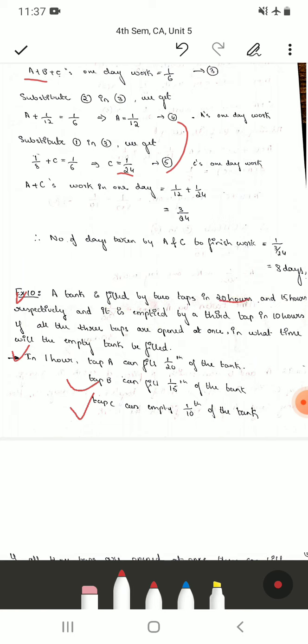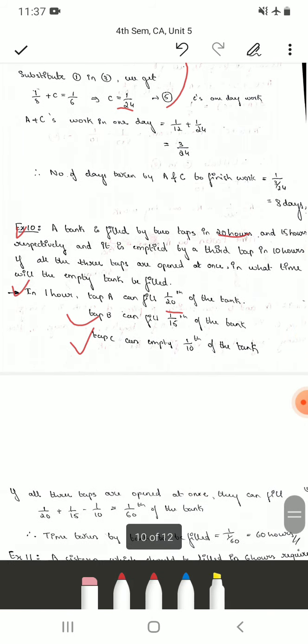So they have given the time taken, so we can find out how much work is done. So here, what is the work to be done? It is to fill the tank. So tap A can fill 1/20th of the tank in 1 hour. Similarly, tap B and tap C, they have given that it empties the tank in 1 hour.